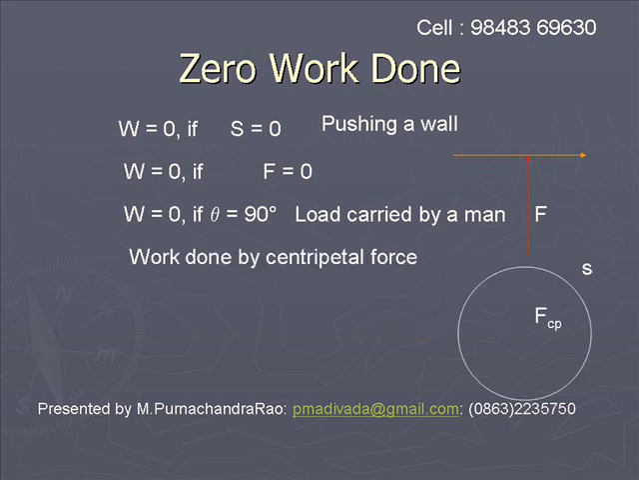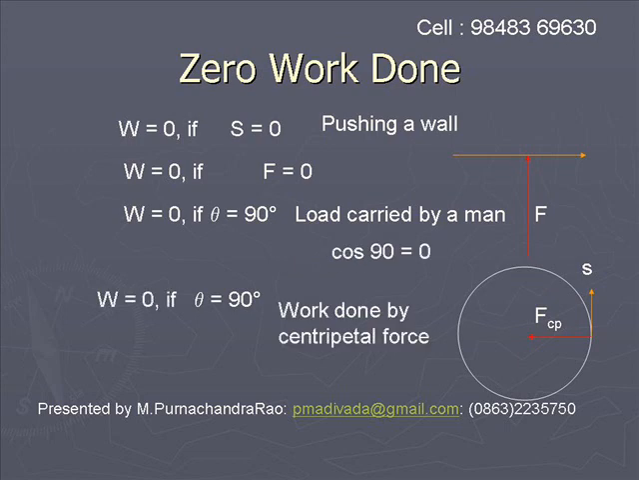So also in the case of centripetal force, the work done is 0. The centripetal force acts perpendicular to the displacement. See the circle. The centripetal force is towards the center of the circle and the displacement is along the tangent. Since the centripetal force and displacement are perpendicular, the angle theta is 90, cos 90 is 0. Hence, work done is 0 in the case of centripetal force.